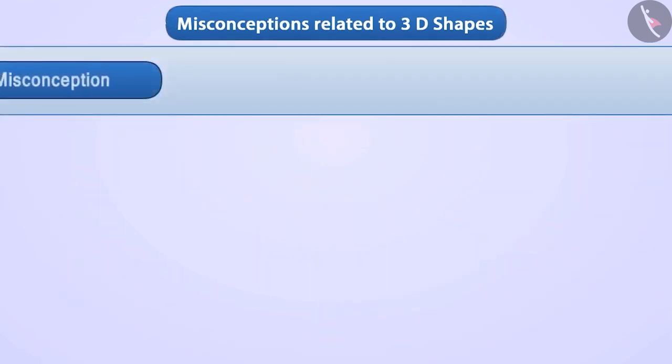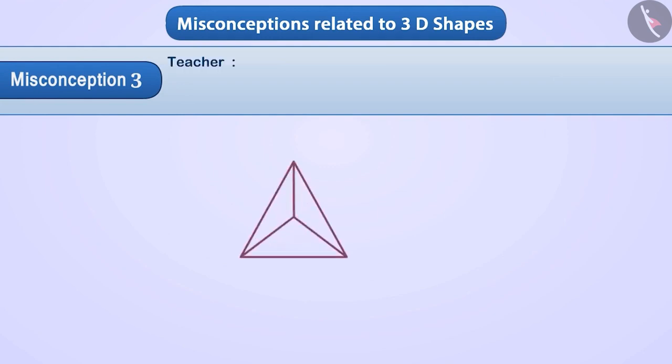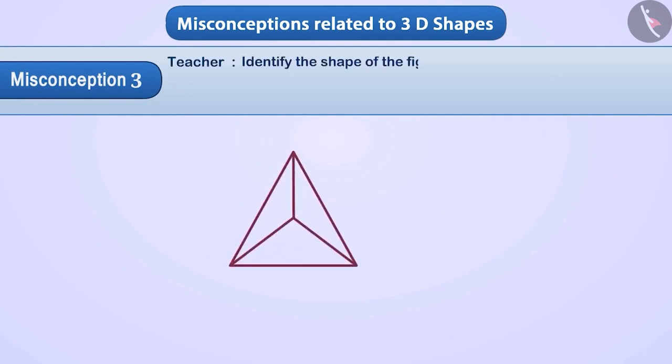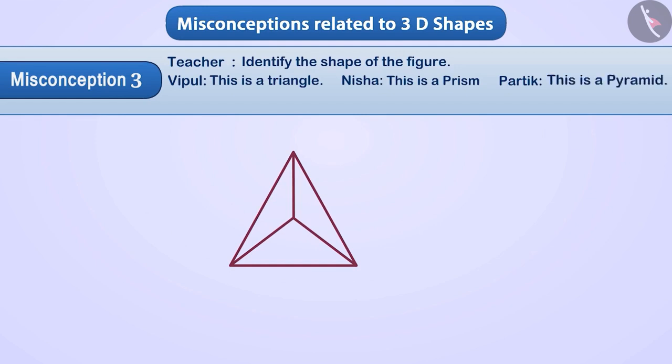Misconception 3. One day, a teacher drew the figure shown below on the blackboard and asked the students to identify its shape. To this, Vipul replied, "This is a triangle." Nisha replied, "This is a prism." And Pratik replied, "This is a pyramid." Can you tell who gave the correct answer?